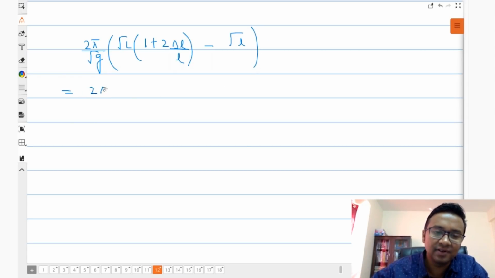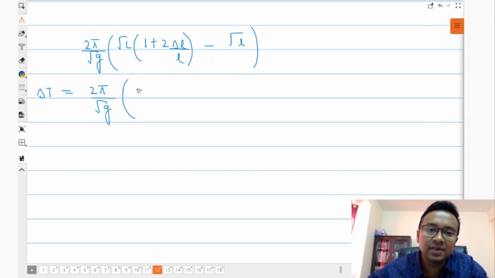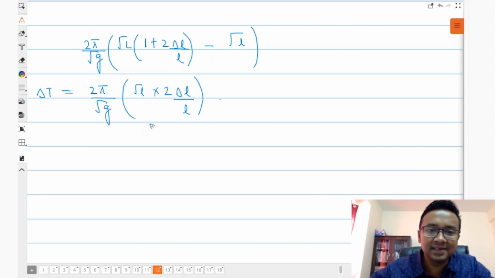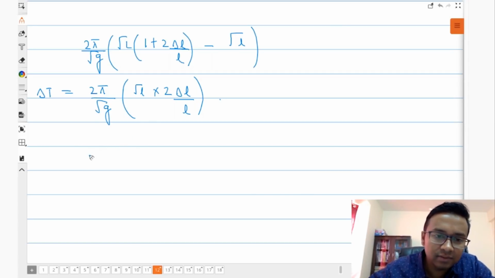If you solve it further, you get 2 pi, that is the time lost or gained that we will decide out here, upon root g. You see my root l, and root l is going to cancel. I'm going to be left with root l into 2 times delta l upon l. Clear? So students, I think this is pretty clear to everyone now. So that it becomes 2 pi root over g.